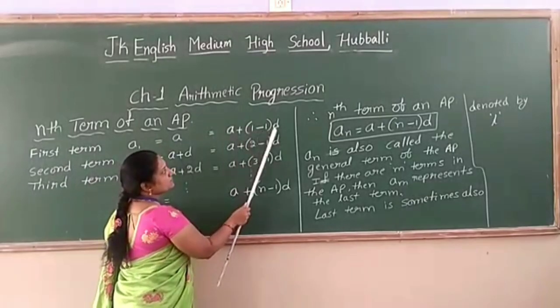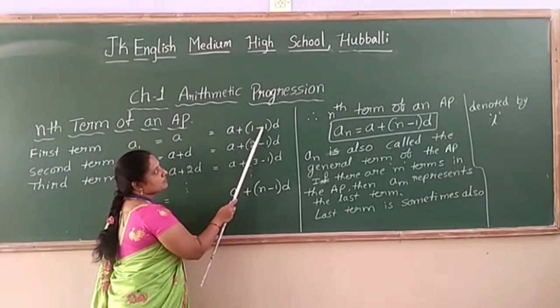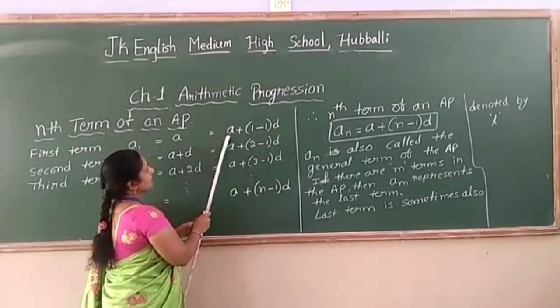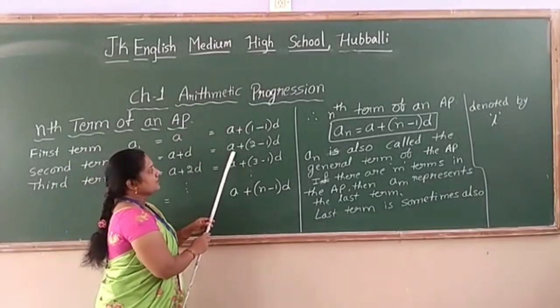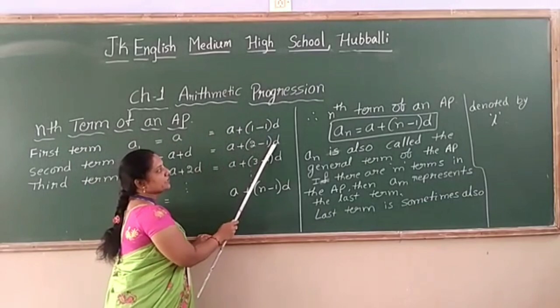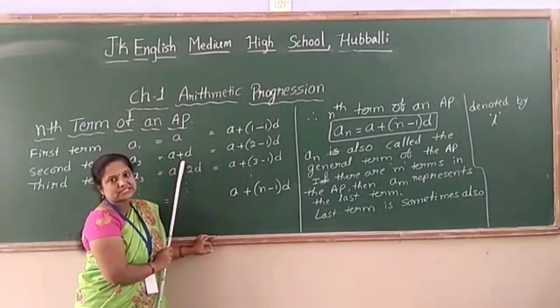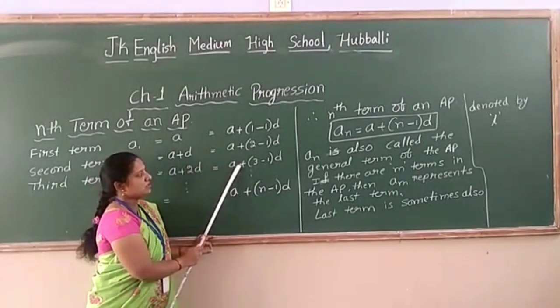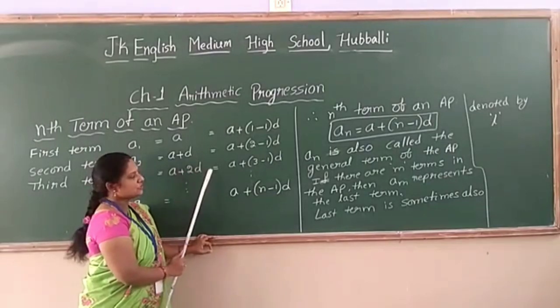a plus (1 minus 1) into d. 1 minus 1 means 0, so it becomes 0 into d, which is 0. So a is the first term. And this is a plus (2 minus 1) into d, which after simplification becomes a plus d. If we continue this way, a plus (3 minus 1) into d, that is a plus 2d.